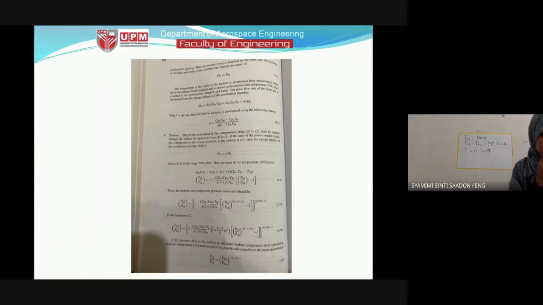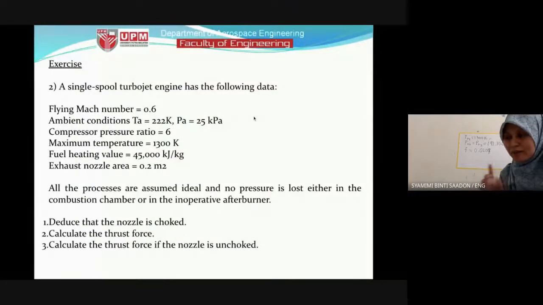Okay, next, T5. This time around, for exercise 2, actually lambda, I didn't write it here, but lambda is given. It means that the power produced by the turbine is not 100% used by the compressor. So lambda here is 80%, 0.8. So we have to use this one to calculate 0.5.